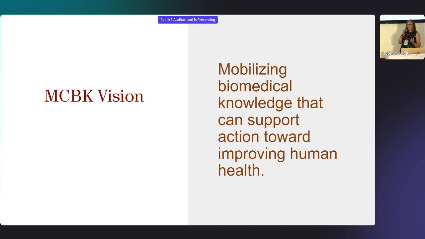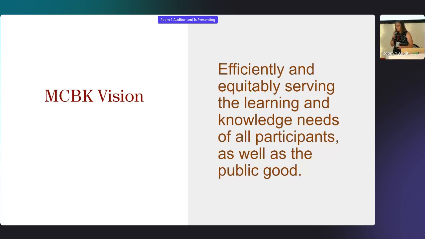And we need to be able to do that using biomedical knowledge that can be brought to the point of delivery. We need to equitably and efficiently serve the needs of all the participants. And when I say all participants, I don't just mean medical providers. I mean the people who are being served as patients, the people who are not even necessarily patients yet, but need to help understand how to avoid disease in the first place.